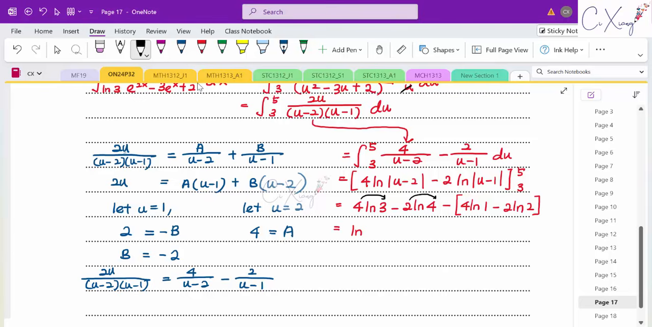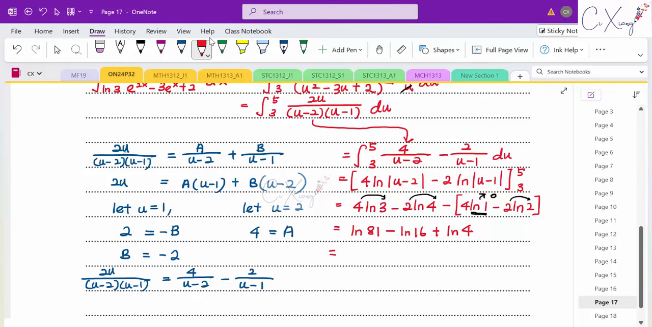So this one, you're having 3 power 4. This one, you'll be having 4 power 2. Then ln 1 is a 0. This power also, you bring it back, becoming ln 2 power 2. So ln 3 power 4, you'll be having 81. Ln 4 square, you'll be having 16. Ln 1 is a 0, no need to include it. So ln 2 square is ln 4.